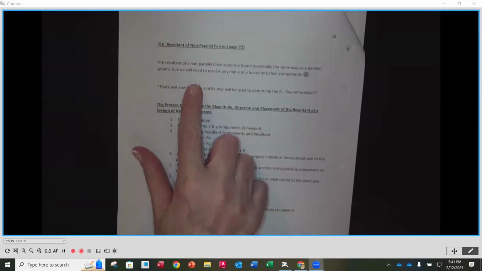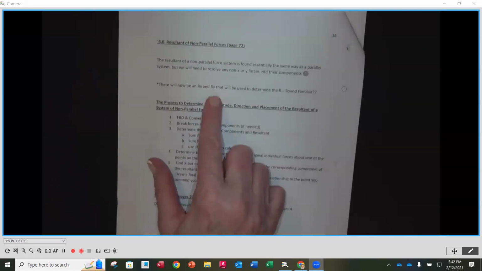So we're going to continue to exercise our 3 equations, sum of the forces in the X, sum of the forces in the Y, and then summing moments. And those are going to help us to find not only the resultant magnitude, and its direction, but then also where it would be placed to have the same net effect on the body. So here it says the resultant of non-parallel force systems is found essentially the same way as the parallel, but now we need to resolve the X and Y components of what will be our resultant. So there's a little bit of an extra step or two here, but we're going to see similarities to things that we've already done before.